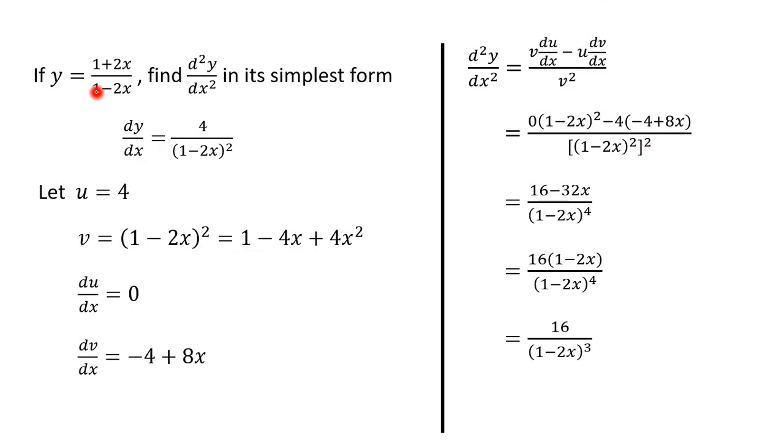So for this function, y is equal to 1 plus 2x divided by 1 minus 2x, when you find the second derivative, which is the d squared y dx squared, you have 16 divided by 1 minus 2x exponent 3. This is the end of the lesson on differentiation.